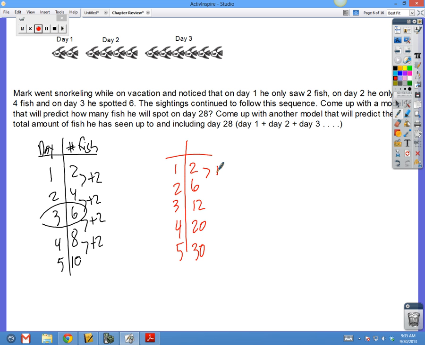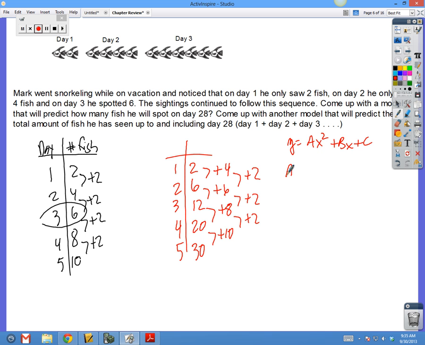So see how fast this is changing. 2 to 6 is plus 4, 6 to 12 is plus 6, 12 to 20 is plus 8, plus 10, plus 2, plus... Okay, now I know it's a quadratic. If I know it's a quadratic, I'm going to use this model, ax squared plus bx plus c.